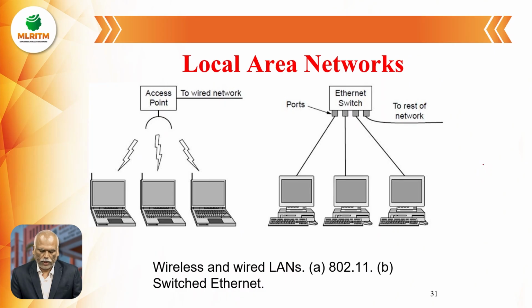Next is local area networks, the LAN system, which can be implemented using access points or an Ethernet switch, that is hub, where all the devices that are part of the network get connected to this Ethernet switch and every communication is done through it. Next, wireless and wired LANs. This one represents wireless, where the access point is used to send information to the devices in the network, whereas this one, the Ethernet switch, is switched Ethernet.